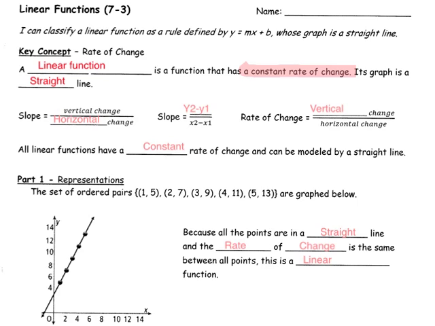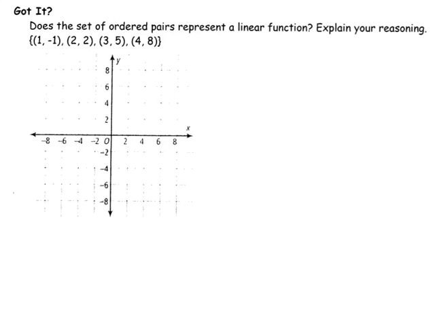Now we're going to see if you understand what we've done with another example. In this next example, we want to know if the set of ordered pairs represents a linear function. So we would go ahead and graph or plot those points, see if they form a straight line. If they do, then it's a linear function. So I'm going to go ahead and plot all of those points now. You should do the same. Pause the video and see if you were right.